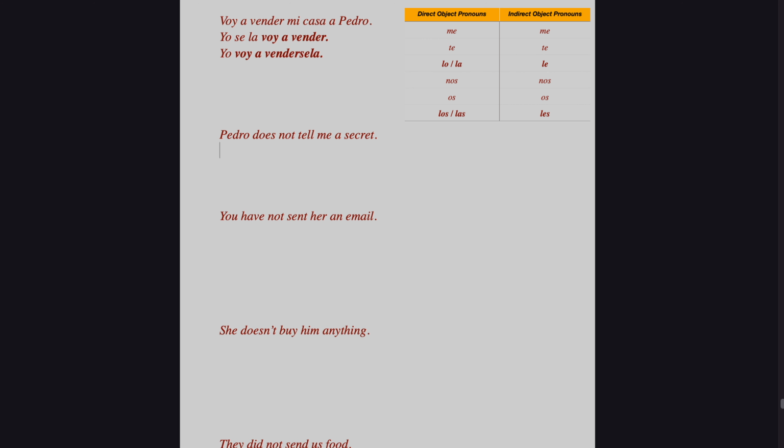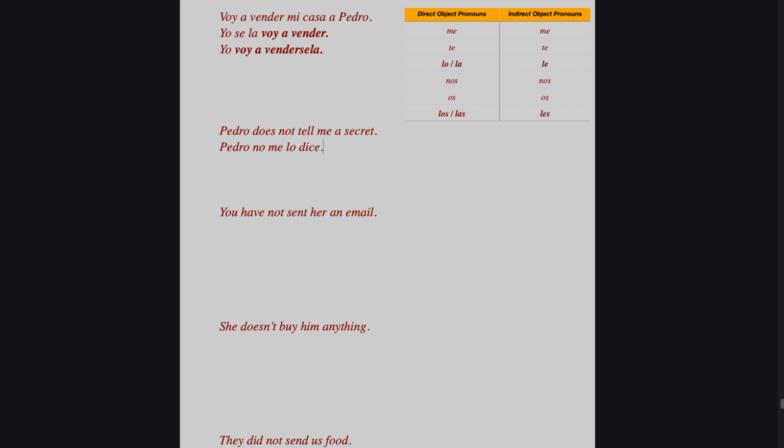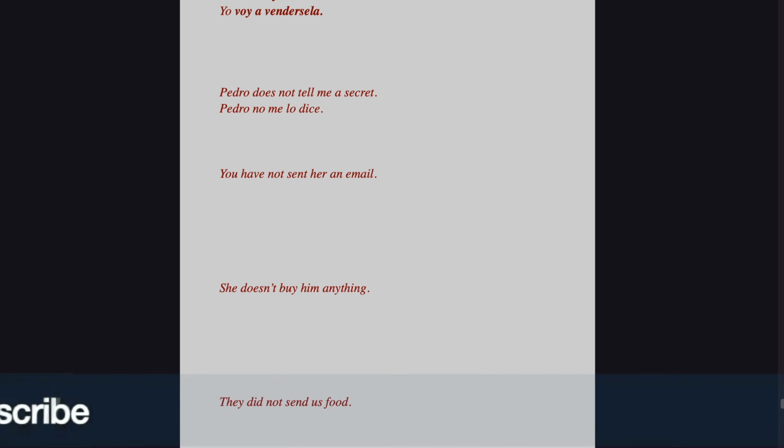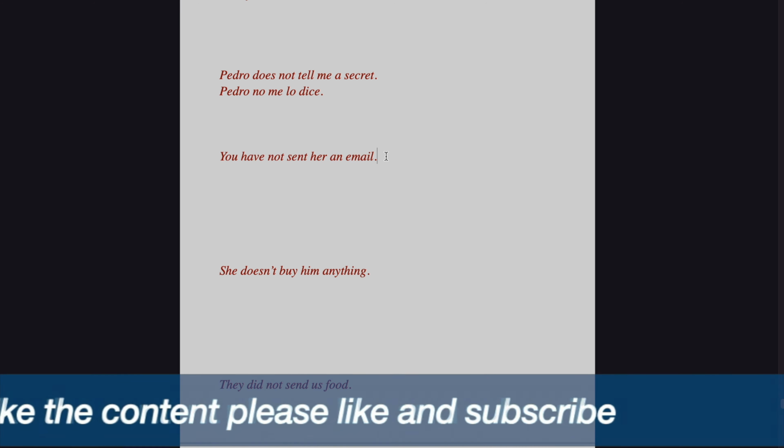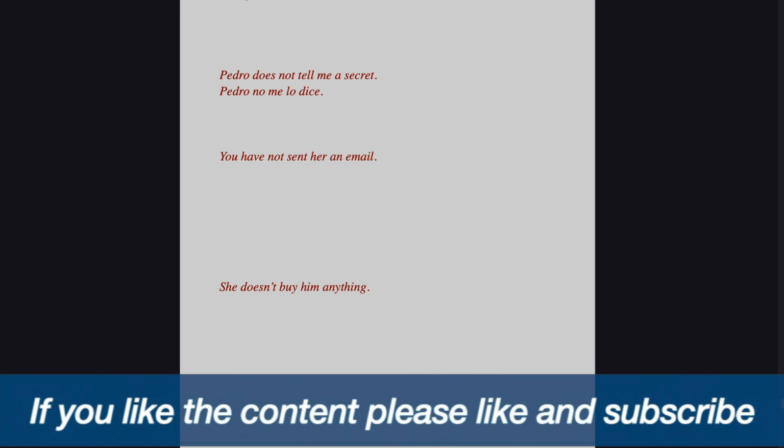Next one, Pedro doesn't tell me a secret. Pedro, negation is there, so always the negation comes first. Pedro, no, to whom he doesn't tell, "no me lo dice." "Pedro no me lo dice." Pedro doesn't tell it to me. That's what we are saying with this sentence by replacing the objects with object pronouns.